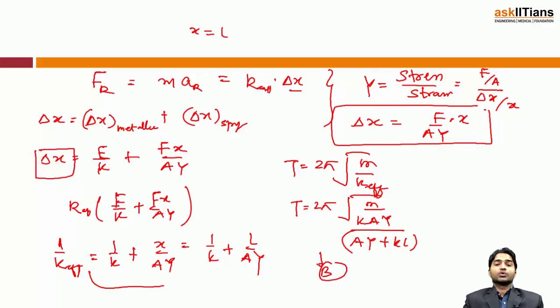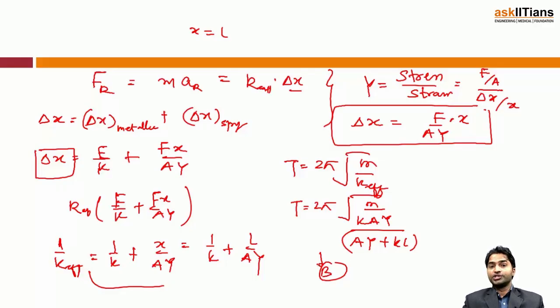So what did we do in this question? Actually, when we have a series phenomenon, either of two springs or of two SHM systems, here is a rod-like wire of initial length L1 connected in series with a spring of whatever length it is at the initial stage.